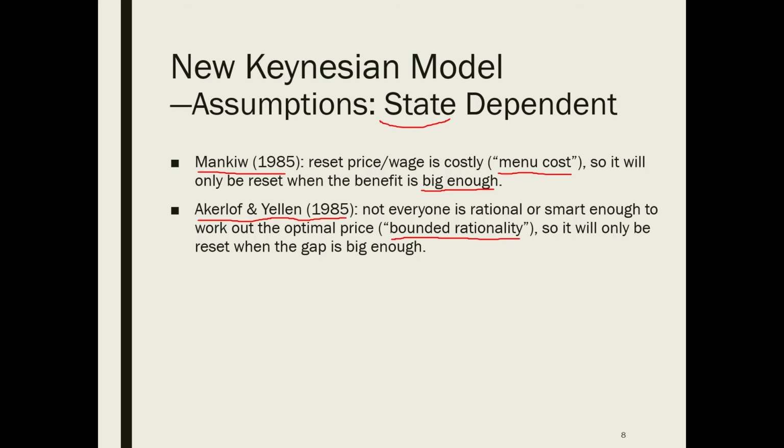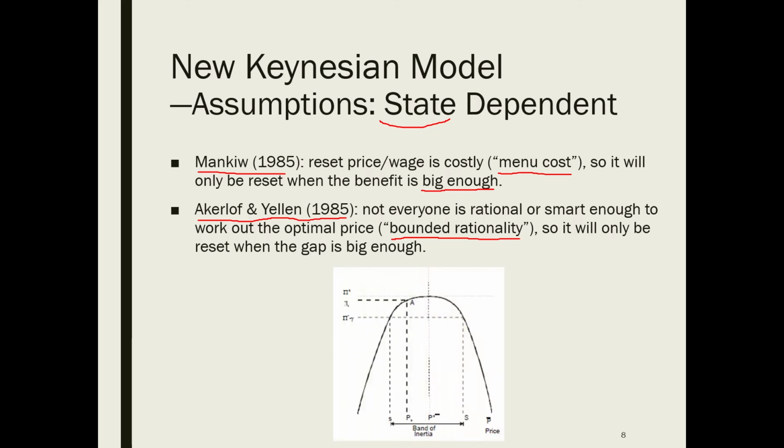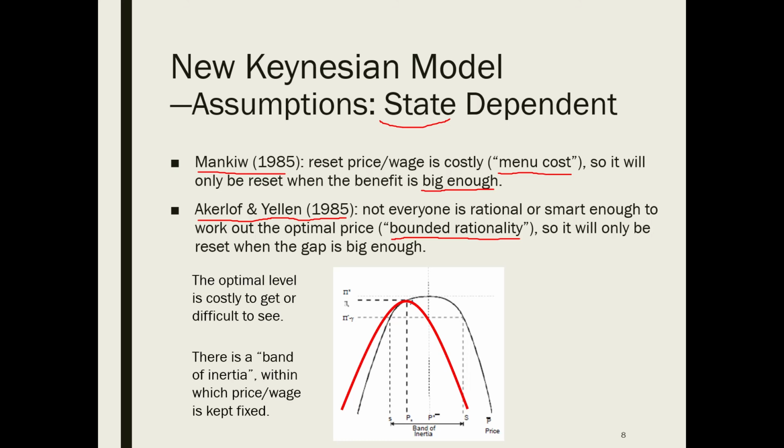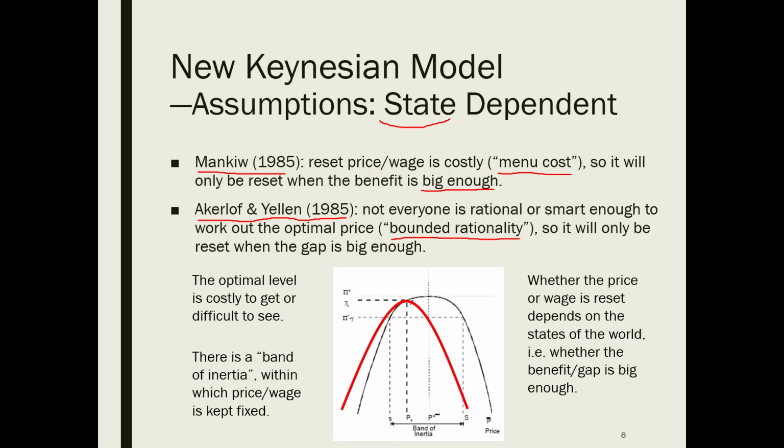And the limitation of your rationality will result in a band of inertia as shown in this graph. So only when the change of the state of the economy is so significant that even the boundedly rational person can notice the change of the optimal price, then a new price will be reset.